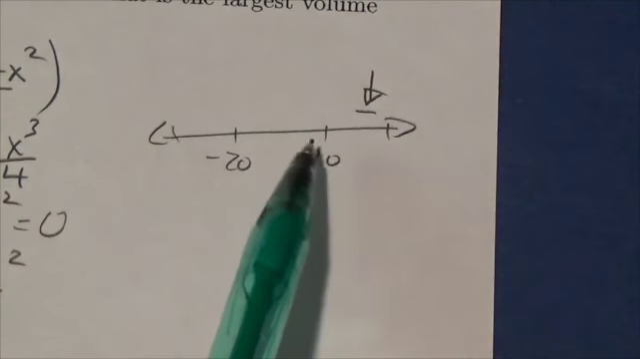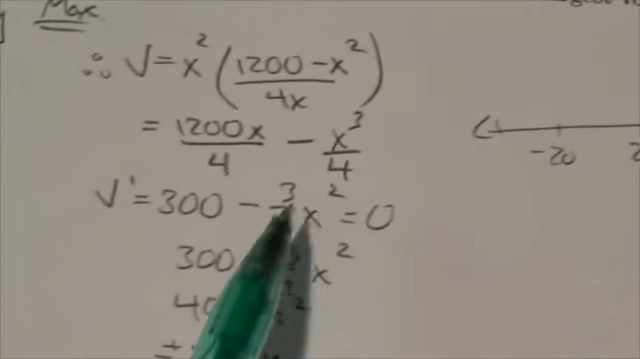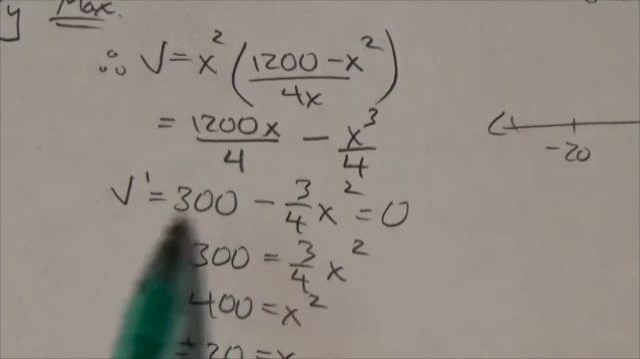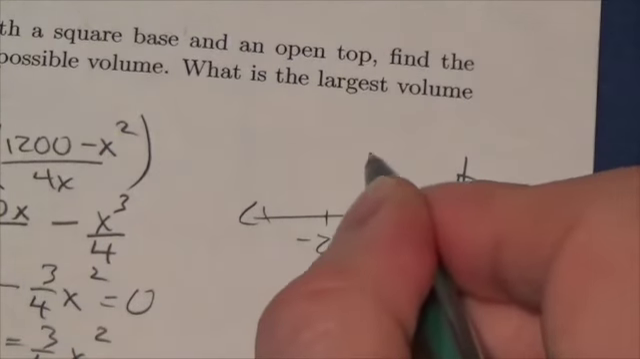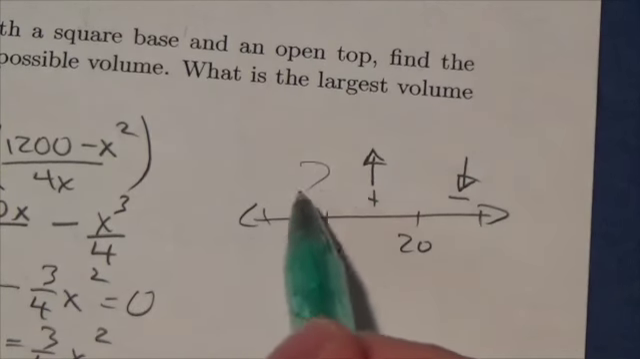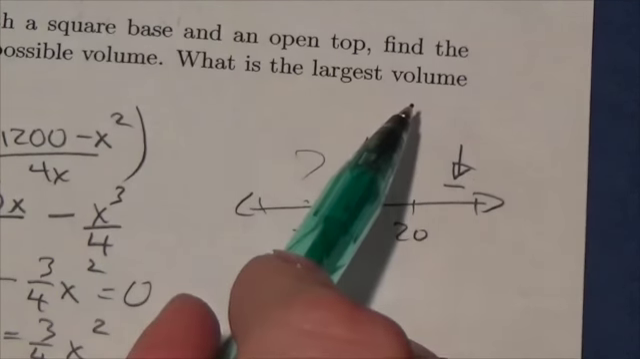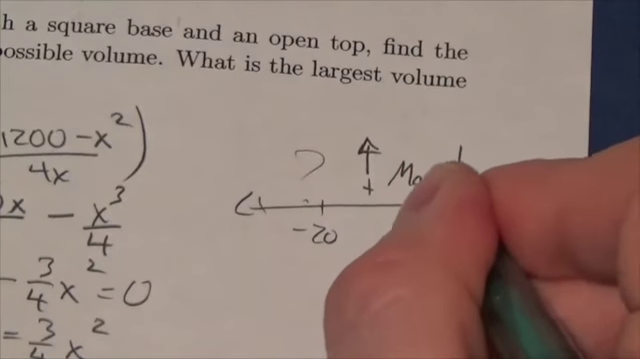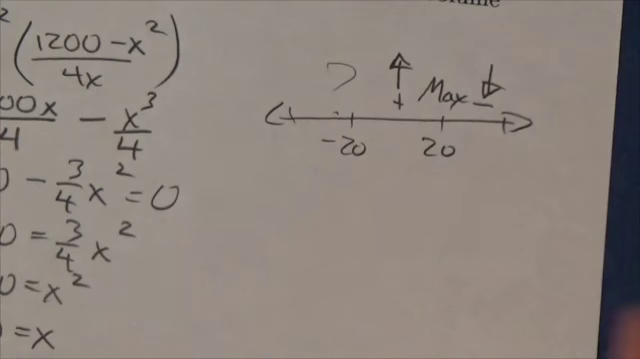If you pick a number between negative 20 and 20, let's get lazy and pick 0. If you plug 0 in, it'll be 300 minus 0, so this was positive, which means the original function was increasing here. I don't really need to care so much about this because all I have to focus on is the 20, but it's increasing before the 20 and decreasing after. That does make it the maximum that I'm looking for, which is good. I needed to know that.